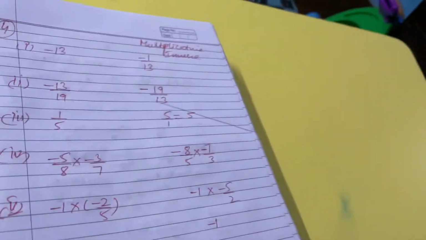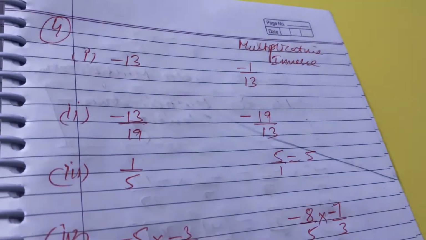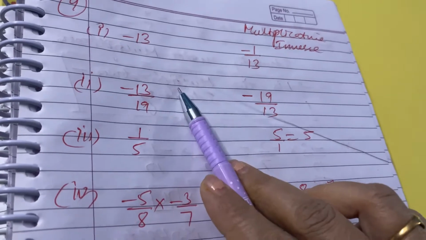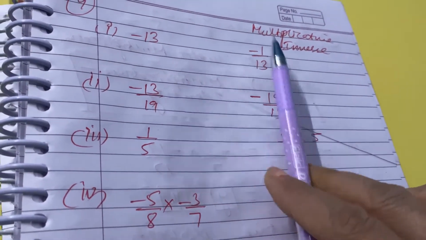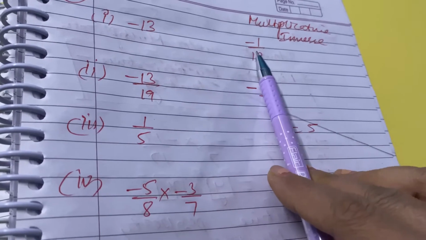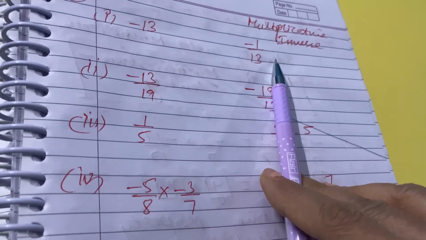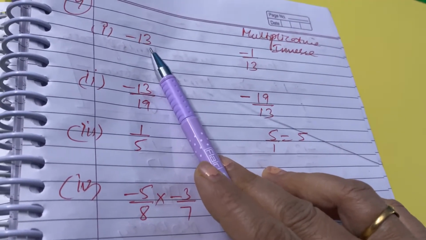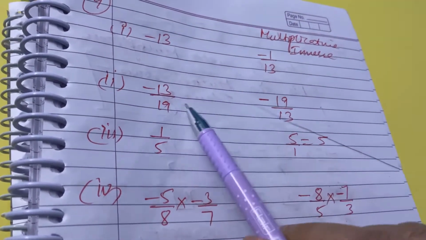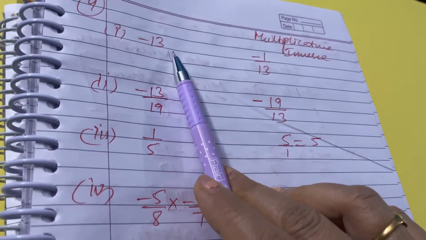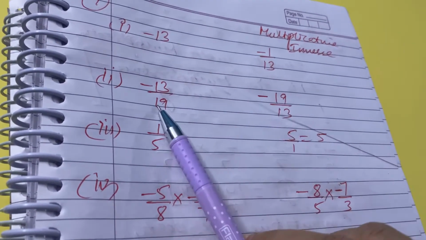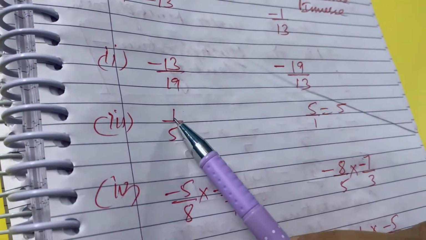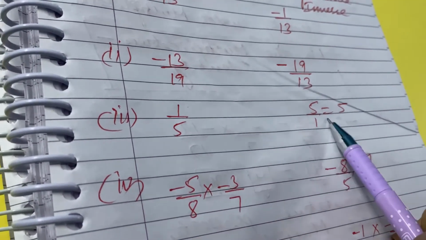Now guys, again quickly we will do the fourth question, the multiplicative inverse. Here in order to find the multiplicative inverse, only the number will become inverted and the sign remains the same. The positive remains positive and the negative remains negative, but the number will become its reciprocal. So the multiplicative inverse of minus 13 is minus 1 by 13. The multiplicative inverse of minus 13 by 19 is minus 19 by 13. The multiplicative inverse of 1 by 5 is 5.